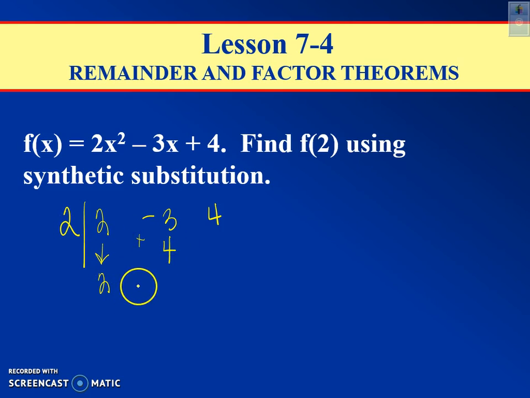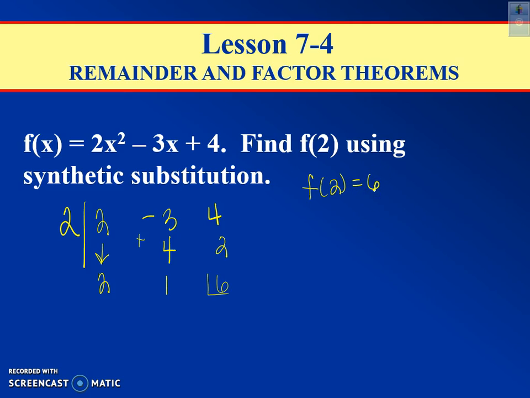Adding in between these two rows. So negative 3 plus 4 gives me 1. 2 times 1 is 2. Adding gives me 6. So now you have synthetic substitution. f of 2 is equal to 6. That value is your remainder.